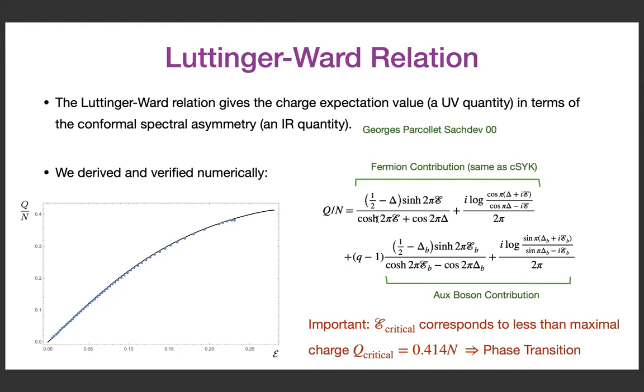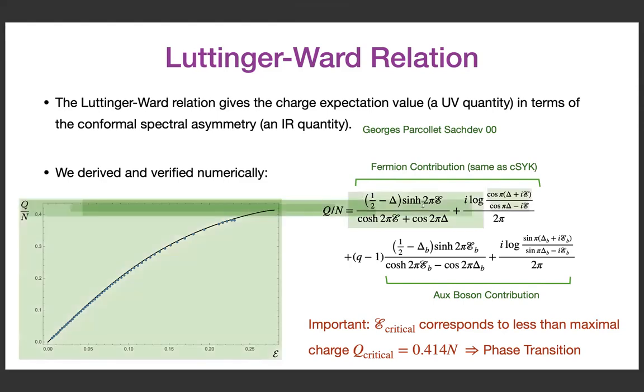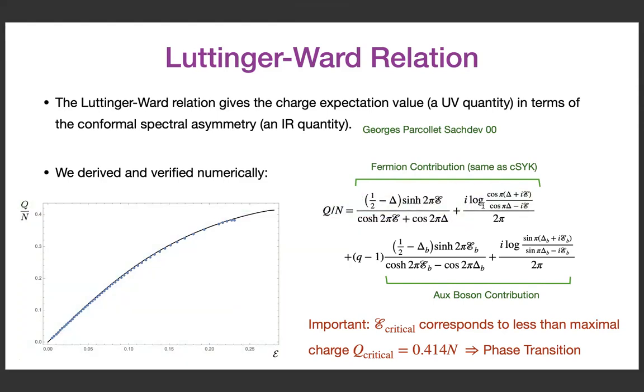We derived this relation for this N equals 2 SYK, and we got this ugly formula, but okay, it is what it is. So this is the charge over N. This is the UV part of the equation, and the right-hand side is the IR part of the equation. It looks ugly, but it has a simple structure. This term depends on the fermion scaling dimension and the fermion spectral asymmetry, and it's exactly the same as in complex SYK. If you go to that paper I mentioned, you can find the derivation. Okay, so this is the fermion contribution.